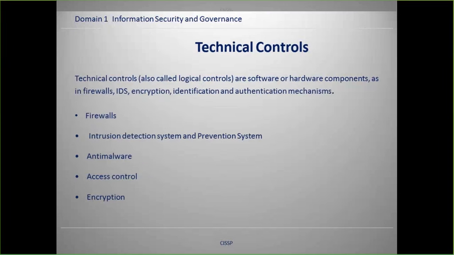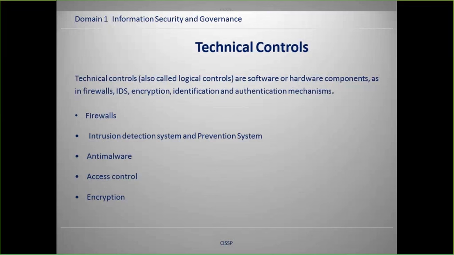Next one is technical control. Technical controls are also called logical controls, as they are software and hardware components. Firewalls, IDS, and anti-malware all come under technical control. So what is a firewall basically? Remember, a firewall is a device or a group of devices which manages access between two or more networks.